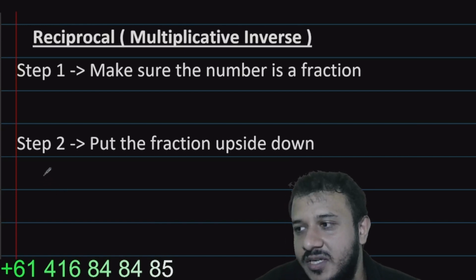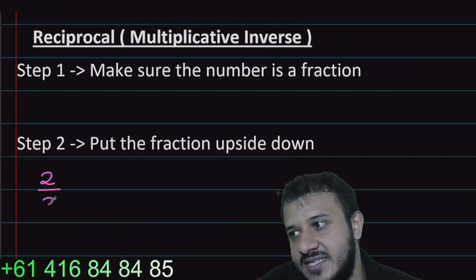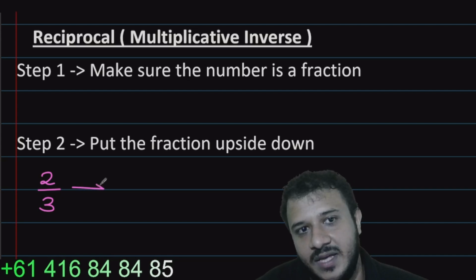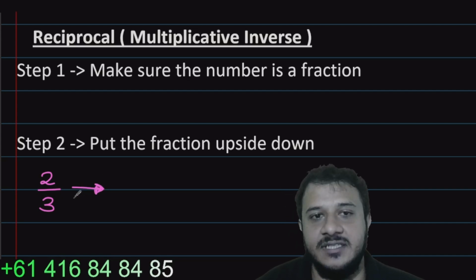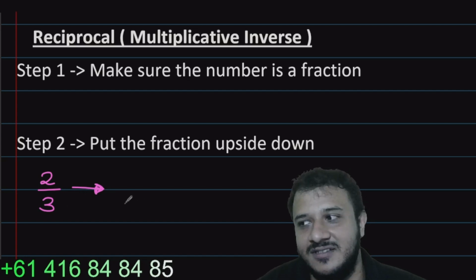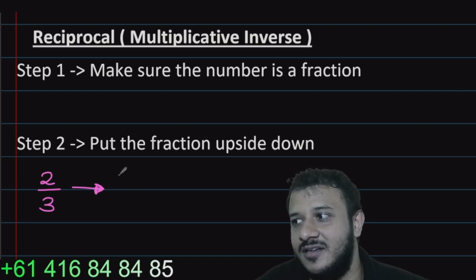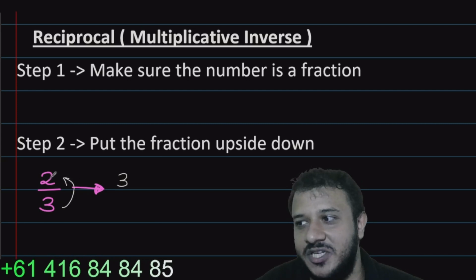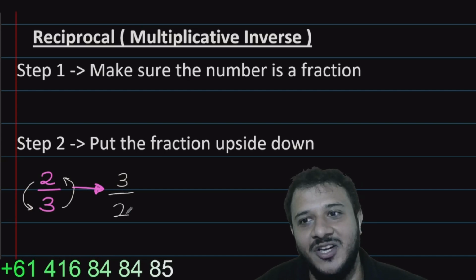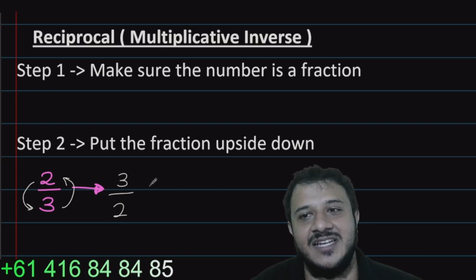Now, can somebody tell me? Let's say this is the fraction we have. 2 out of 3. Is 2 out of 3 a fraction? Yes, it is. Now put the fraction upside down. What will it be? 2 out of 3 upside down. What is that? Denominator comes to the numerator. Numerator goes to the denominator. Easy peasy. 3 out of 2. Does that make sense? That is the reciprocal.